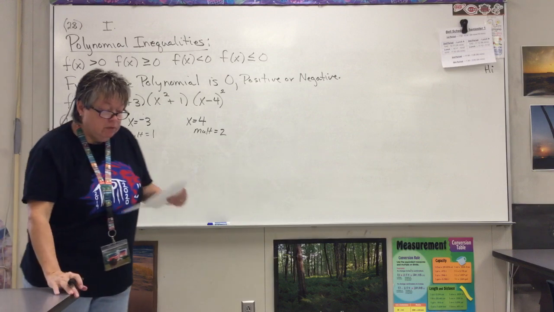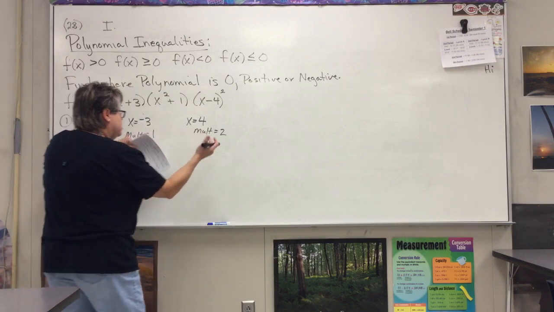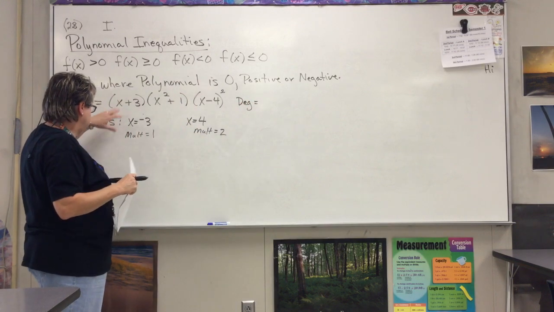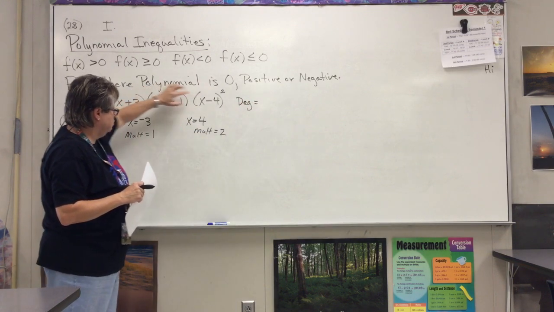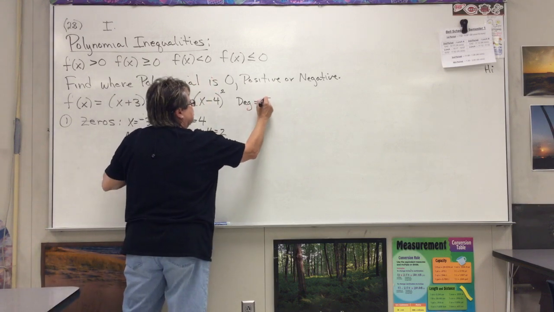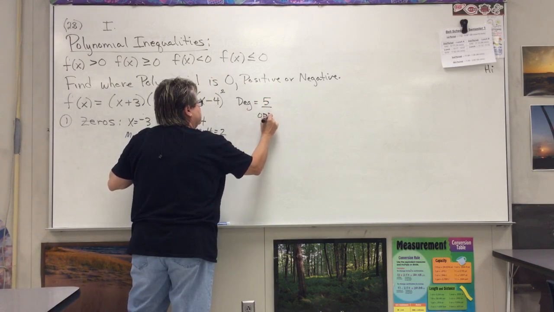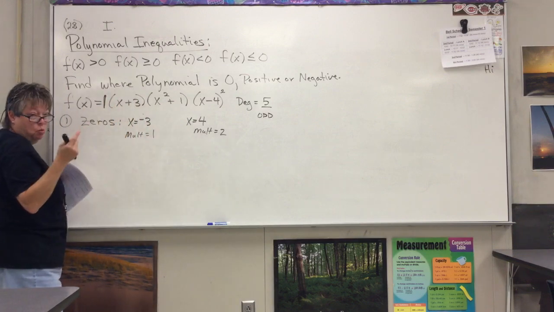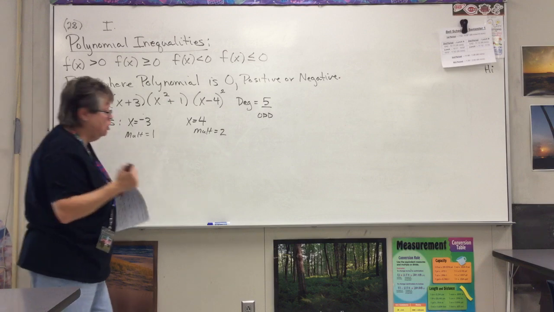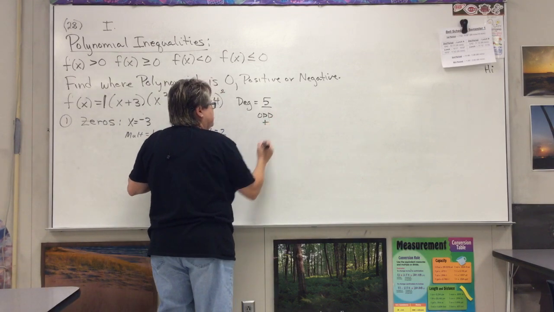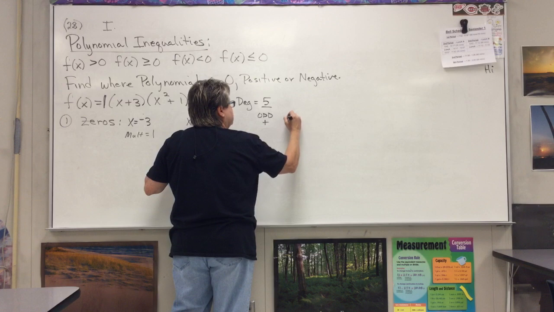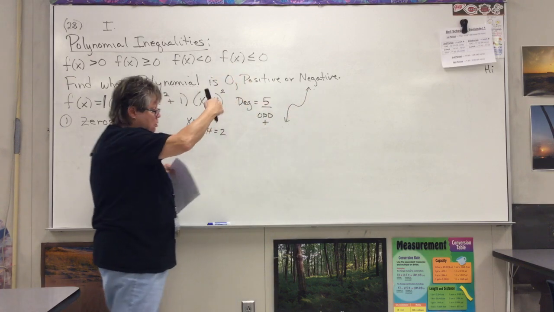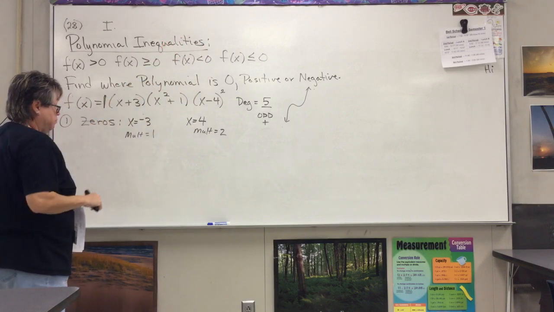If we think even a little bit further, let's talk about the degree of our polynomial. We have 1, 2, 3, 4, 5, so our degree is odd. We also notice that the leading coefficient is 1, a positive 1. So at this point, we are positive odd. We know our general shape is something where the end behaviors are going to negative infinity and positive infinity.